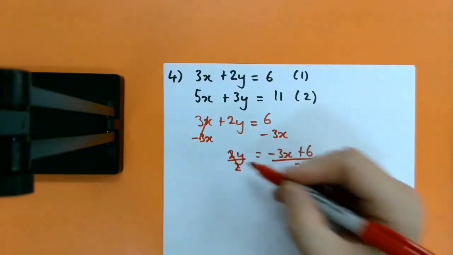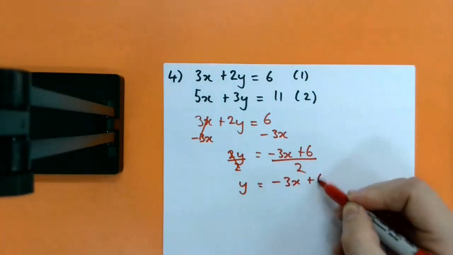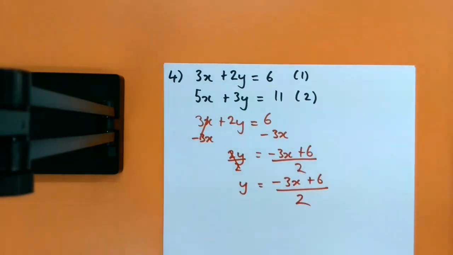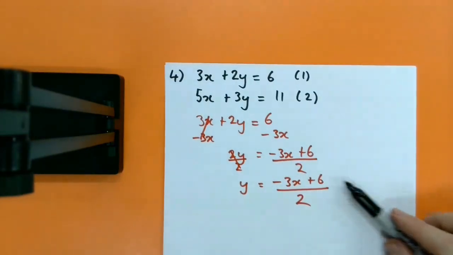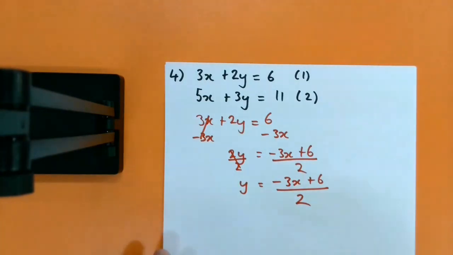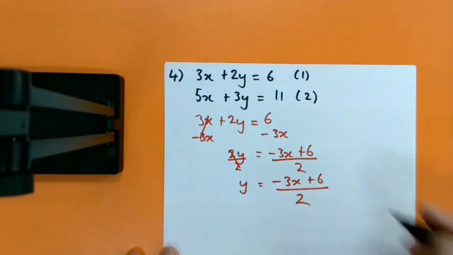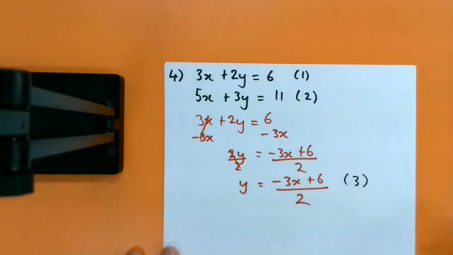Okay, so that now leaves me with y is equal to minus 3x plus 6 all over 2. When we were substituting in our expressions before, we didn't have to worry about something looking like this horrific fraction. We're trying to make our life a little bit easier. So this is what we have established, and this would be our equation 3. So we're going to sub this whole thing into equation 2.